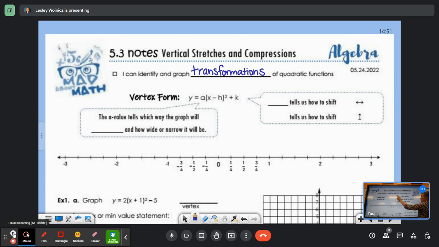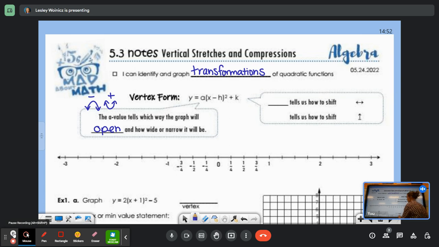So the A has a couple of jobs. The A value tells us which way the graph will open, whether it opens down or it opens up. It also tells us how wide or narrow it will be. And that's what we're specifically going to talk about today, the wide and narrow part.